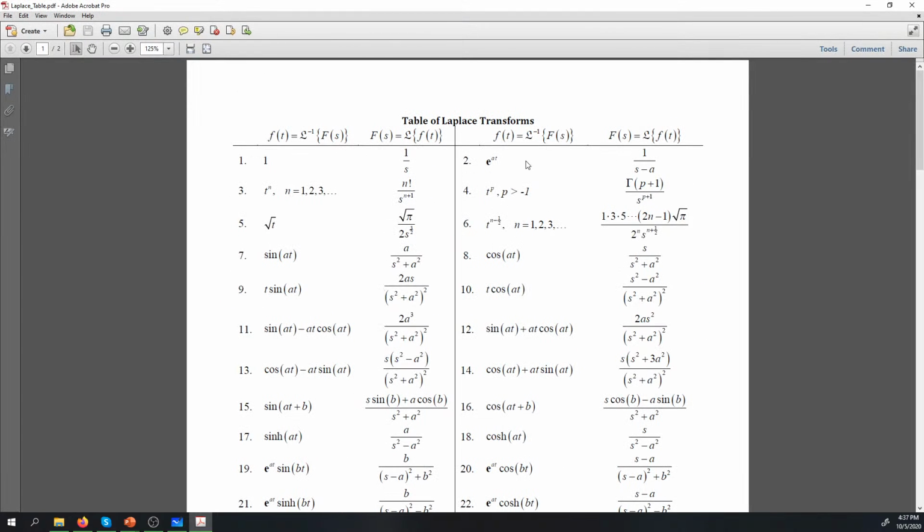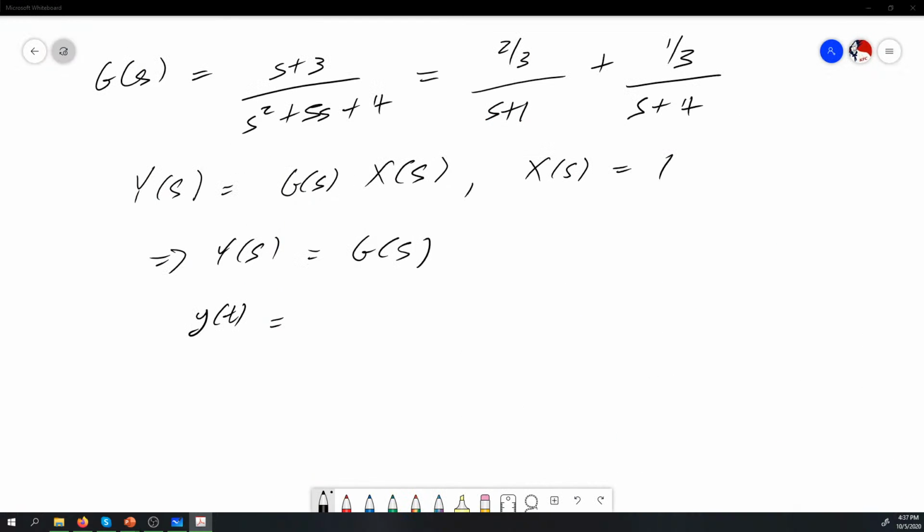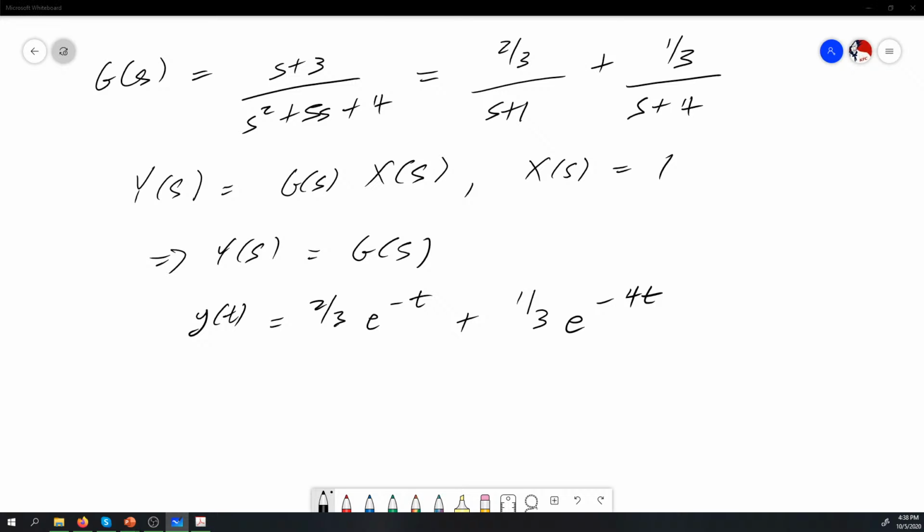We basically see that this represents our exponent form here being 1 of s minus a, where the a component here is positive. So in doing this, our y of t here is basically going to be 2/3, because that's a factor on top, of e to the minus t plus 1/3 of e to the minus 4t. So that basically answers our first problem here accordingly. So what is y of t?